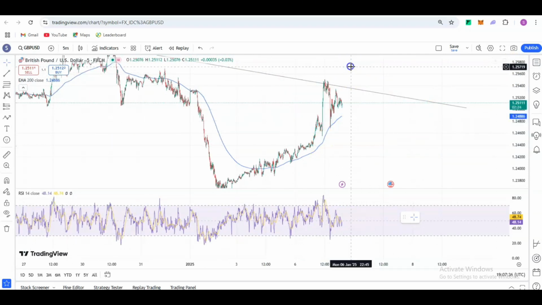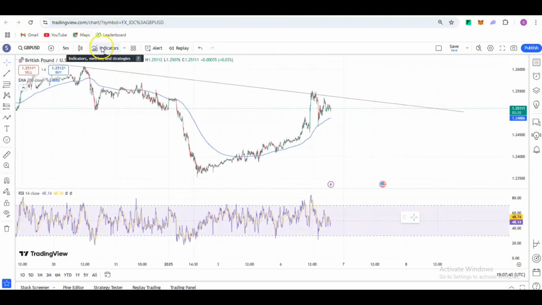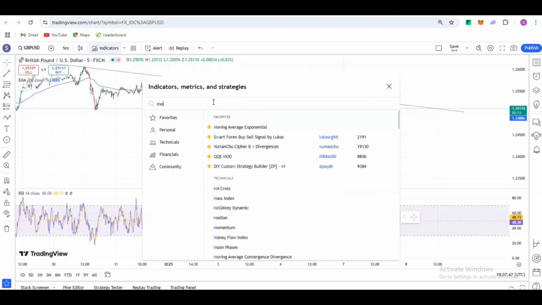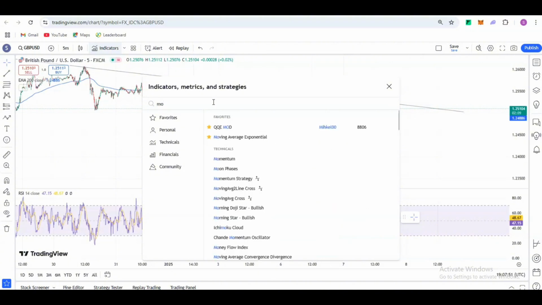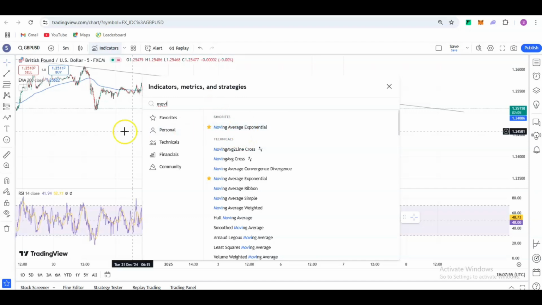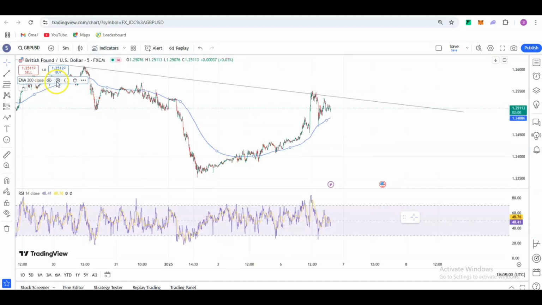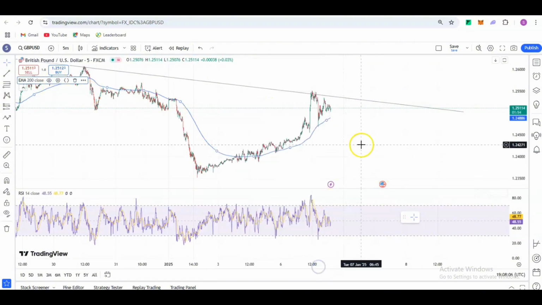So now let me talk about the moving average. To put on the moving average indicator, you have to come to your indicator and search for moving average exponential. You have to turn it on, and you are going to see a line like this. So you go to your settings, you click on settings, then you change the length to 200. That is how you get your 200 moving average.